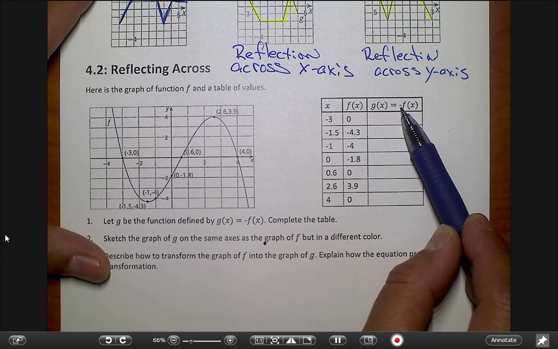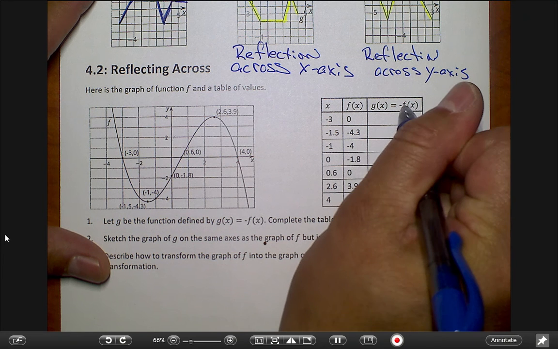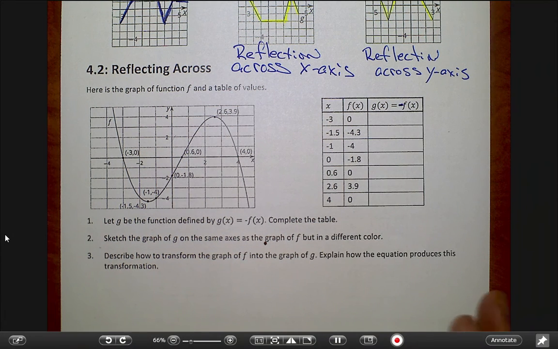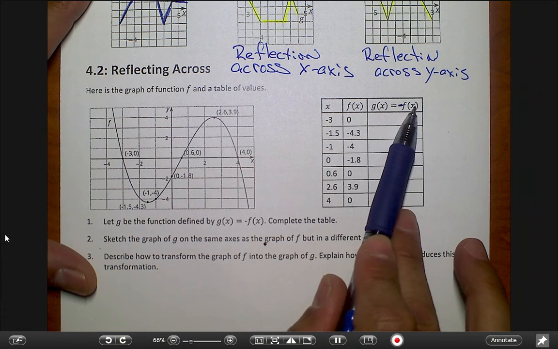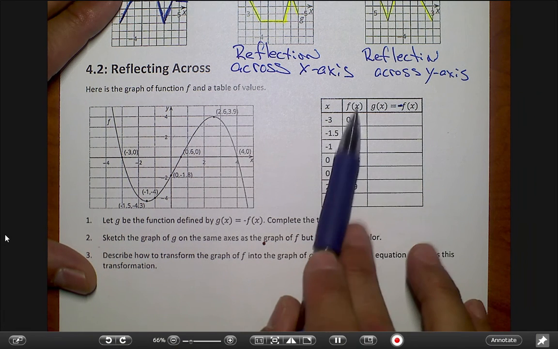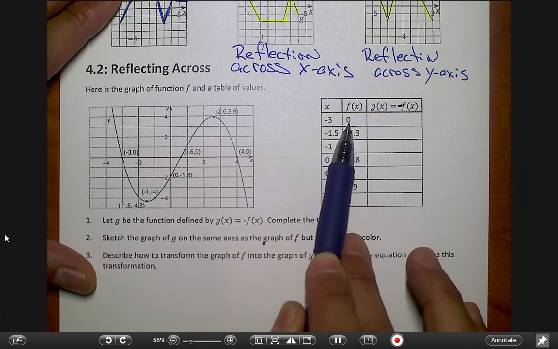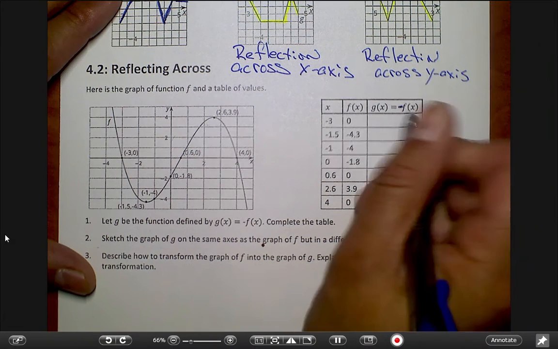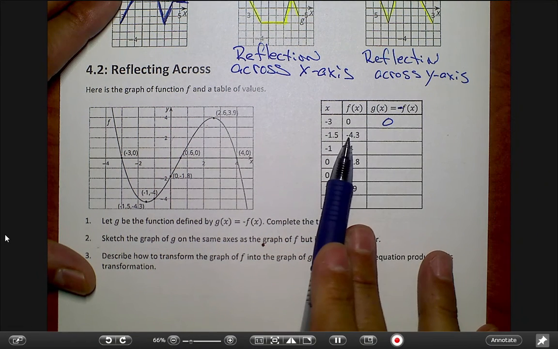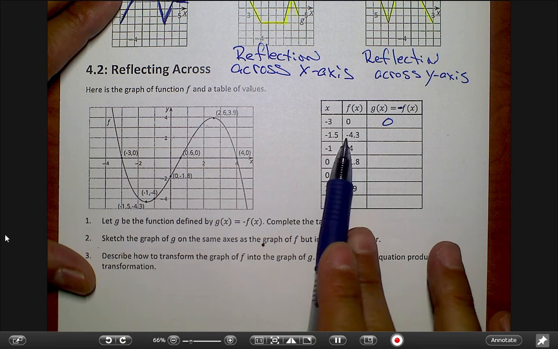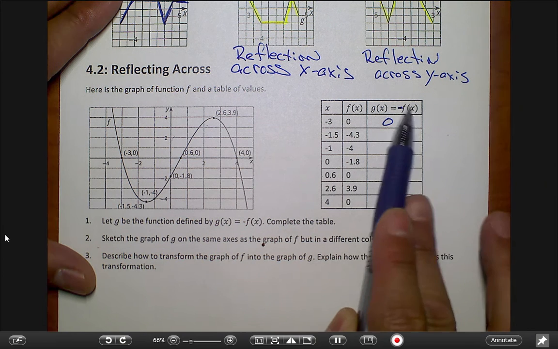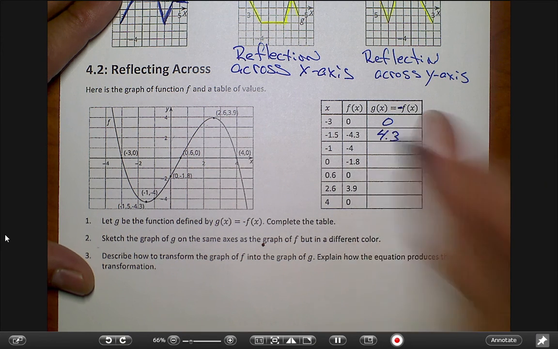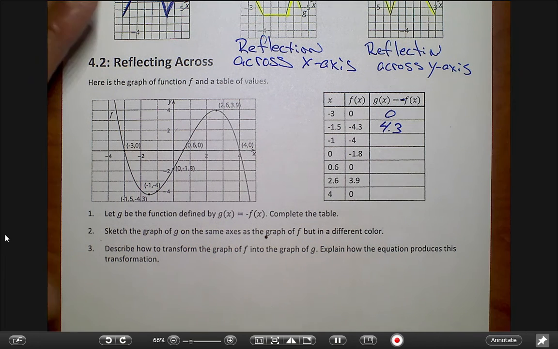What does this right here mean? Minus. We're going to make it negative, the opposite sign. So you're going to take the opposite sign of this. For example, if my f of x is 0, what's the opposite of 0? 0. Okay, good. If f of x is negative 4.3, the opposite of that would be positive 4.3. Now, fill in the rest of the table, please.